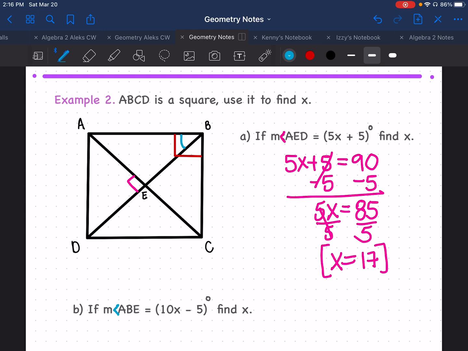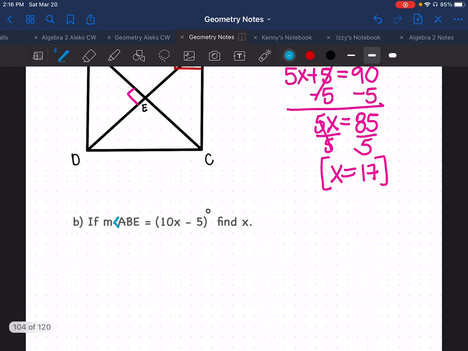Let me think some more. I also remember that the diagonal cuts this angle in half. It bisects it, which means this angle that they want me to find and this angle over here are exactly the same. Well, if they are exactly the same and the whole thing is 90, then I should be able to figure out how much each one of these pieces is.